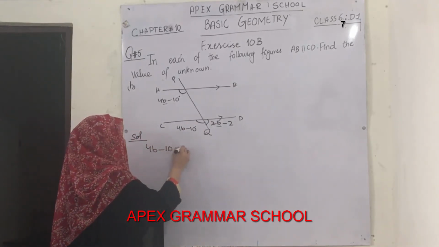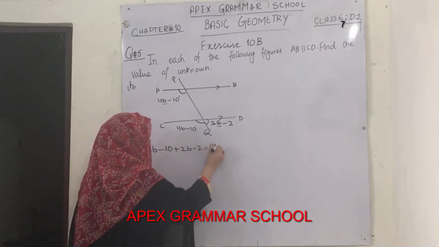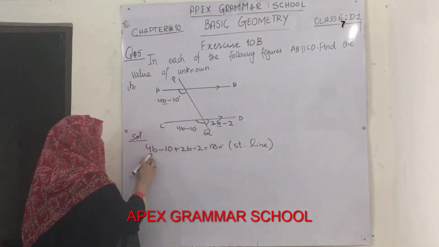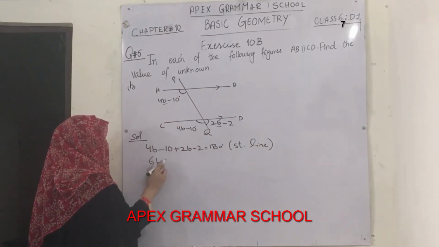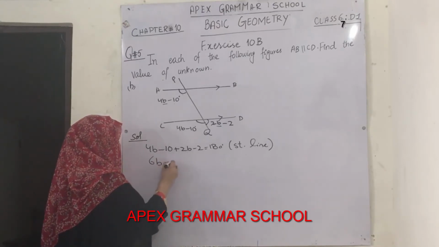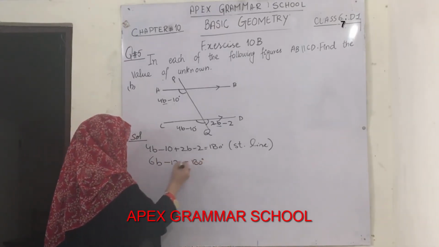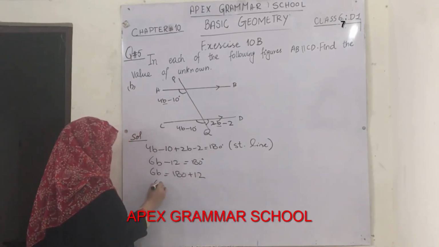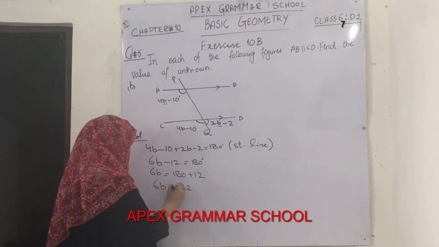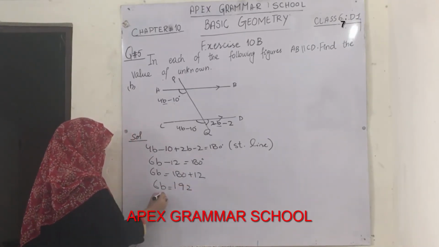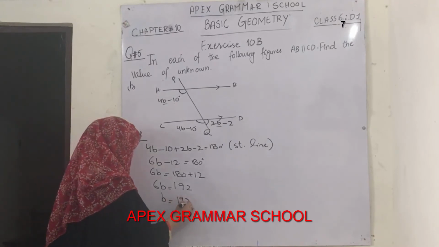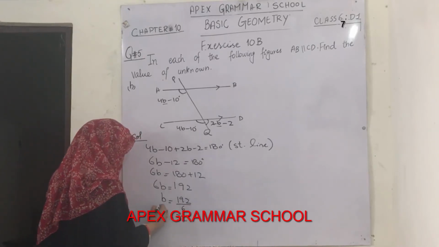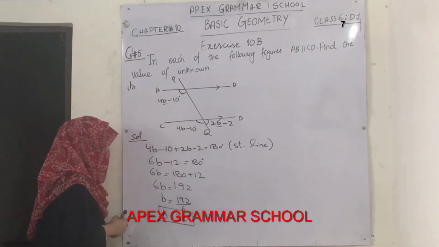4B minus 10 plus 2B minus 2 will equal 180 degrees because they are lying on a straight line. Now, 4B plus 2B is 6B. Minus 10 minus 2 equals minus 12, is equal to 180 degrees. 12 is being subtracted, so on the other side it will be added, plus 12. 6B equals 192 degrees. 6 is being multiplied with the variable, so on the other side it will be divided. 6 3s are 18 and 6 2s are 12. So the value of B is 32 degrees.